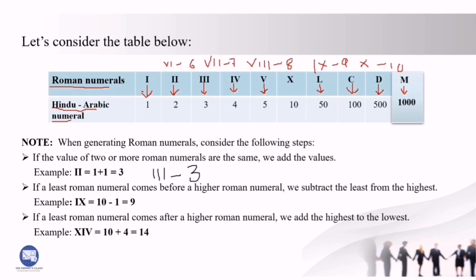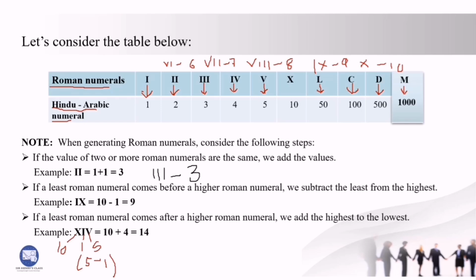Now watch carefully. X representing 10, then I representing 1, and V representing 5. The second rule says if the least comes before the higher, we subtract. Look, 1 comes before 5, so here you subtract. So we are going to have 5 minus 1 for the IV. It's not going to be 1 plus 5, but rather 5 minus 1.